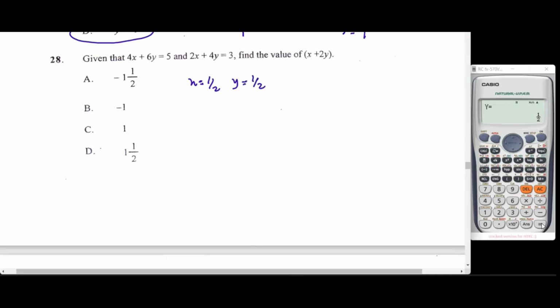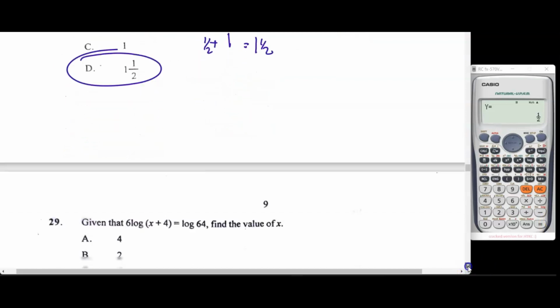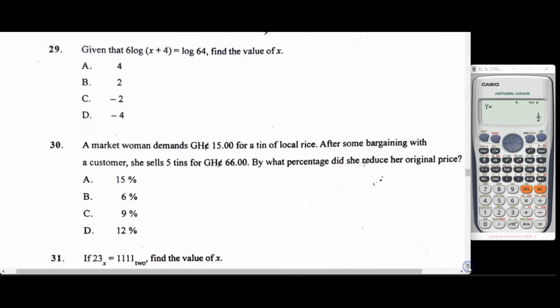So we are asked to determine half plus 2 times half, because that is x plus 2y, and that will be given as 1 here plus half, which is 1.5. So the answer is D. My students, know how to use a calculator so much so that you can work some of the things faster.